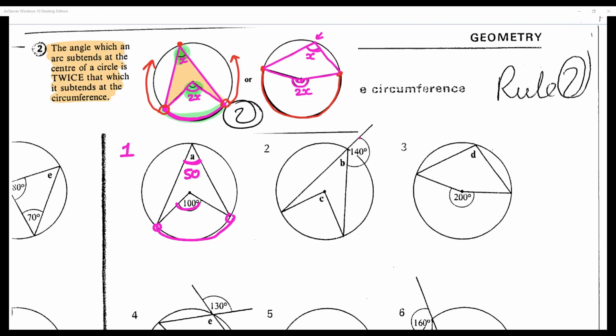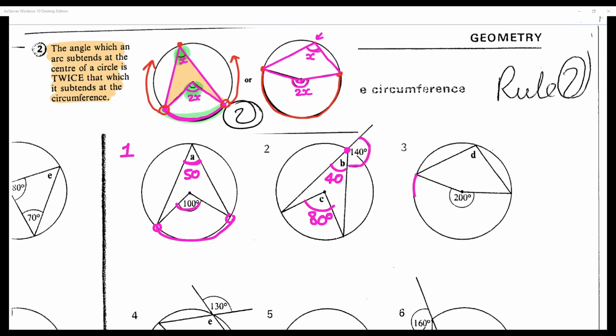This one's outside is 140. So the inside one will be? 40. The middle one will be? We double it. Okay, next question is yours, Aliza.